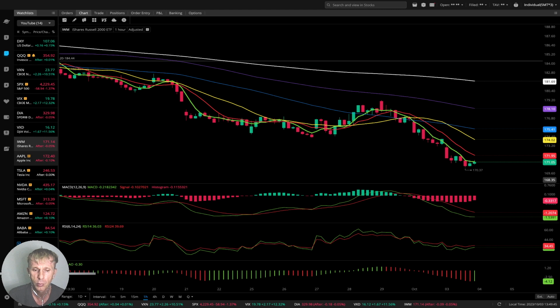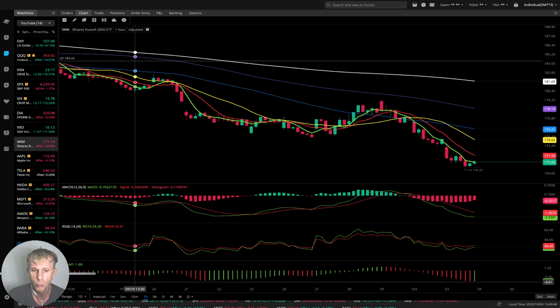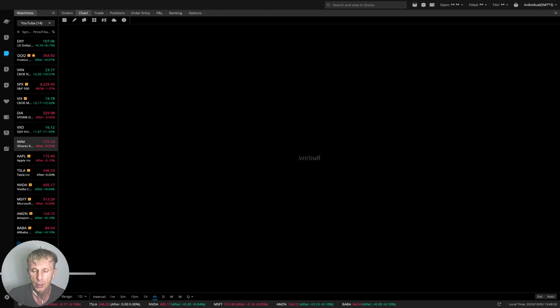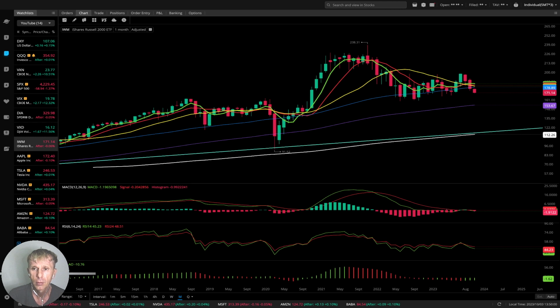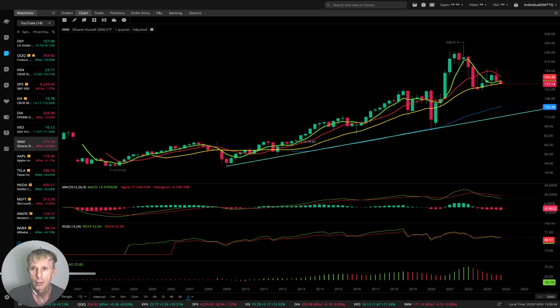Look at it. IWM on all time frames bearish. 1 hour bearish, 4 hours bearish, daily bearish, weekly bearish, monthly bearish, quarterly bearish. Very negative. It is a barometer, a meter for the USA economy. That's 2000 companies. IWM bearish on all time frames.